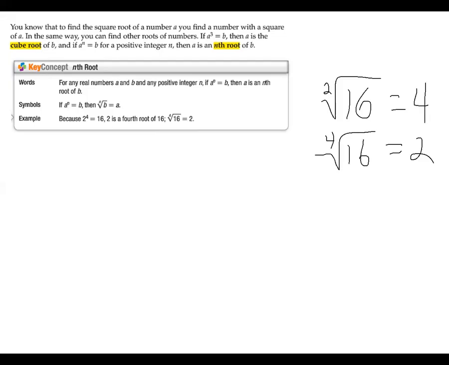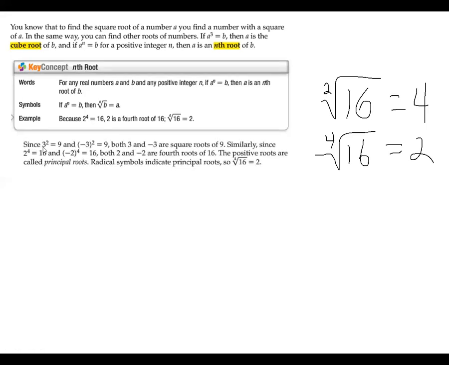Okay, so because 2 to the 4th equals 16, 2 is a 4th root of 16, and you can write the 4th root of 16 equals 2. Because 2 is the 4th root, you have a little 4. It's called the index, which indicates the root that you're taking. If you just write it like this, no little number here indicates square root, like it's understood that there's a 2 there, kind of. And that would mean square root of 16 is 4. But if you have a 4th root of 16, that's going to be 2.